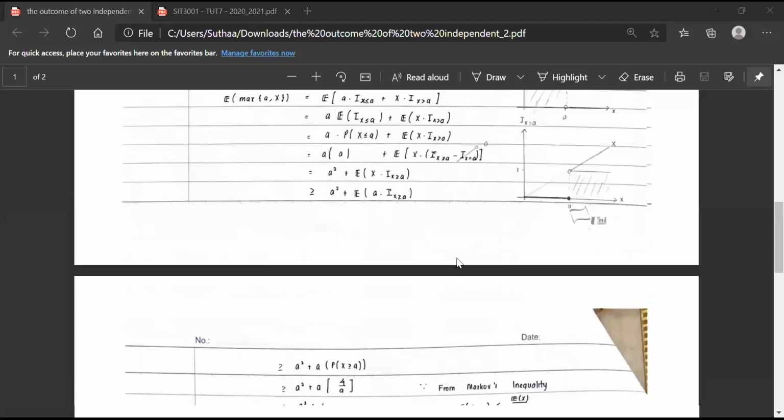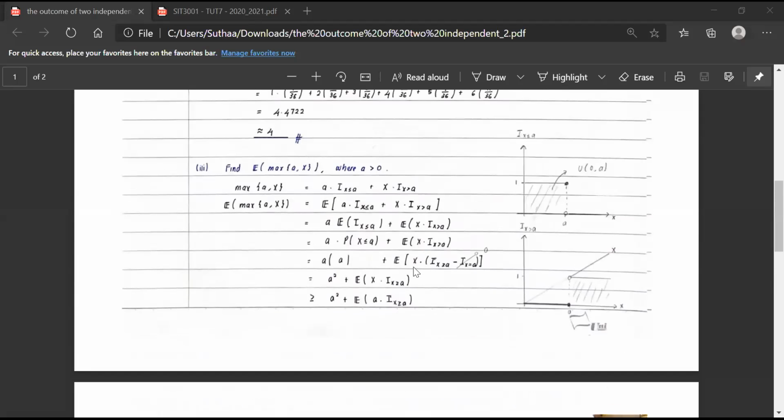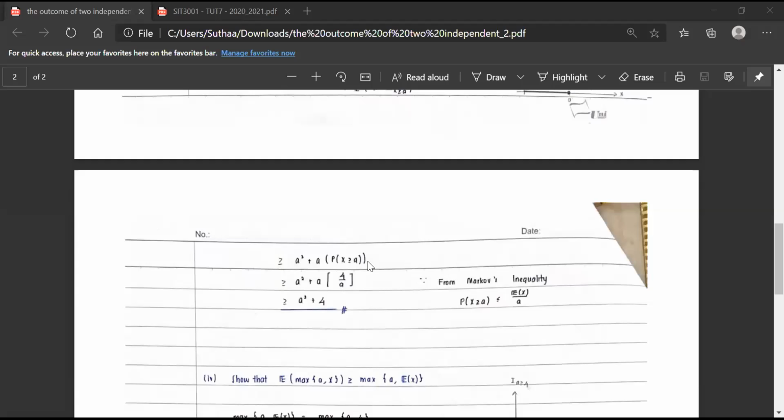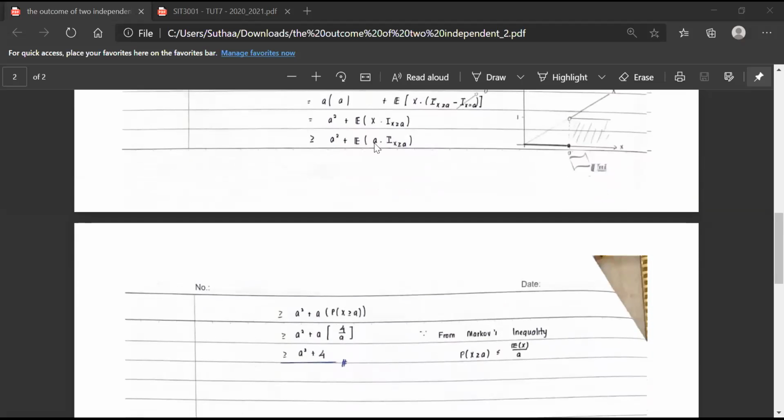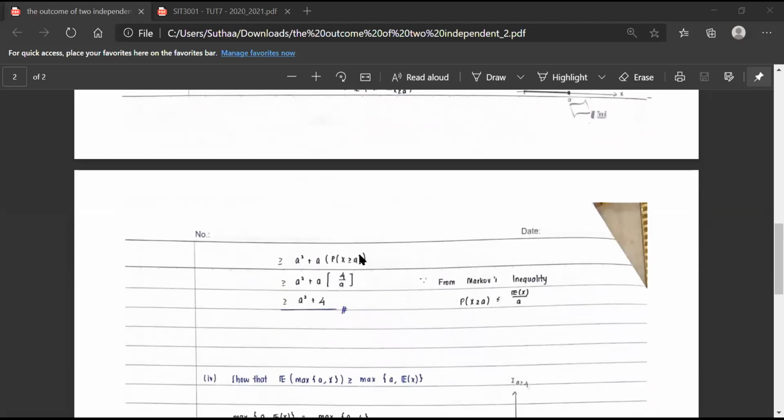We can use the Markov inequality later. And then I got a squared plus the expectation of x times the indicator of x greater than or equal to a. So this is greater than or equal to a squared plus the expectation of a times the indicator of x greater than or equal to a, because from the graph we can see that x times the indicator will always be greater than a times the indicator. And then we can bring the a out and the expectation becomes a probability.